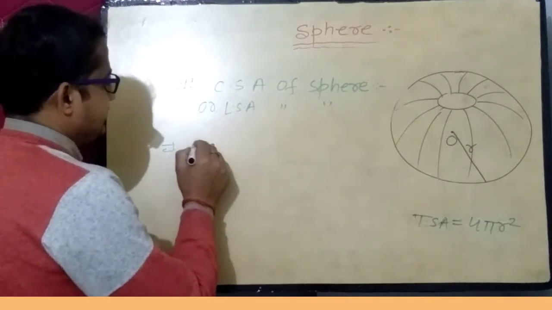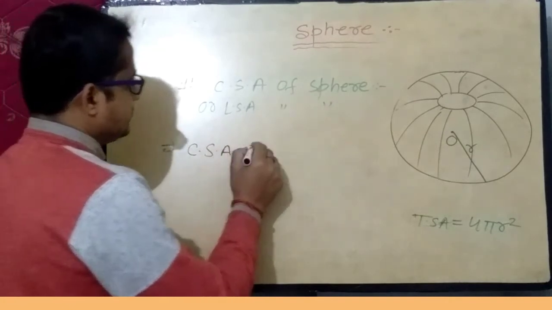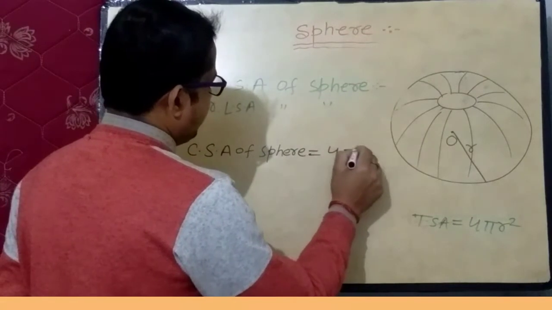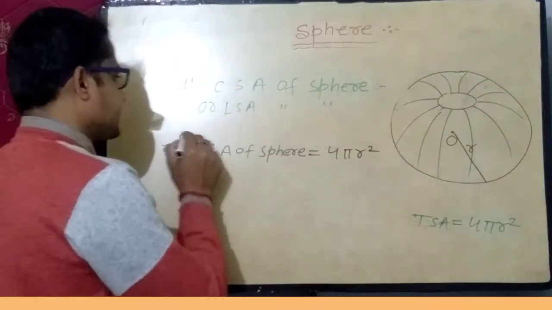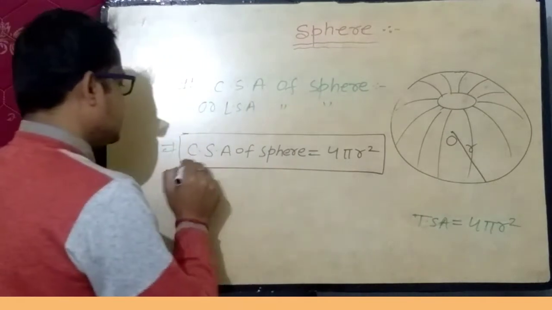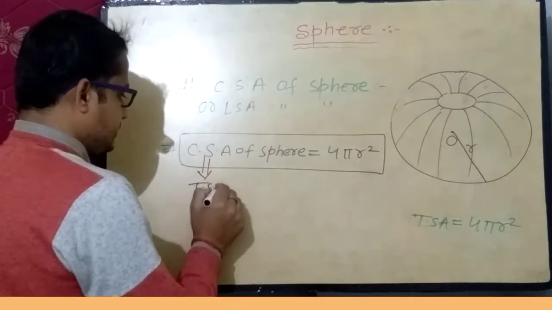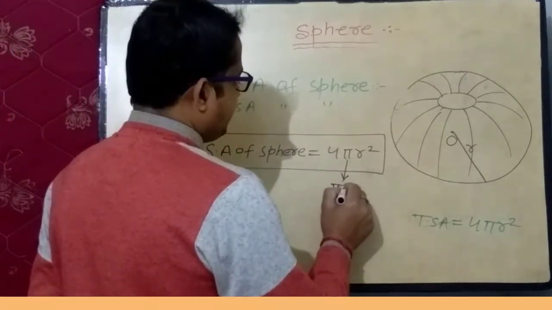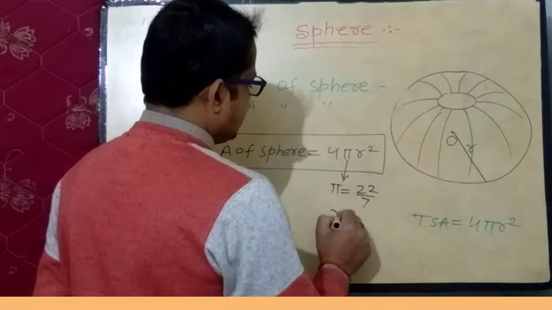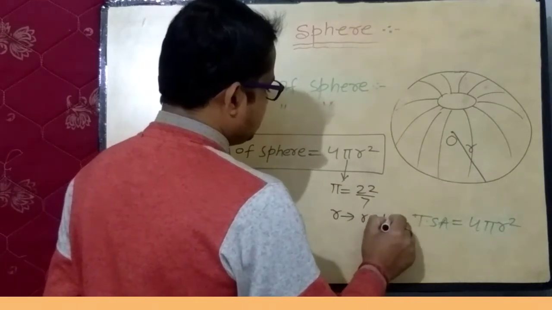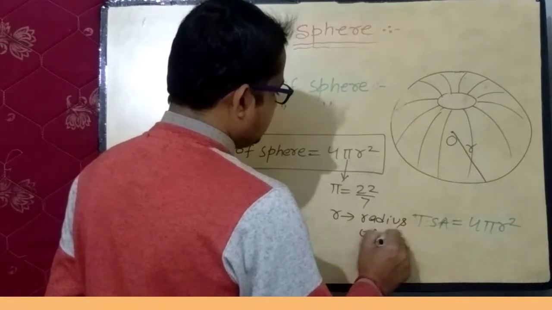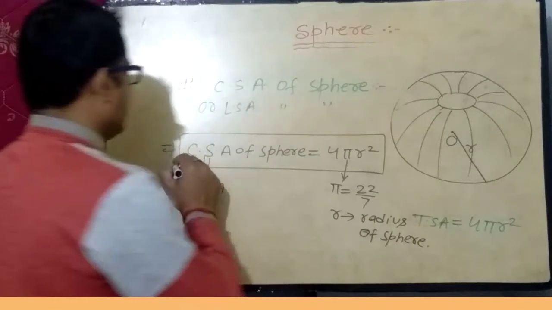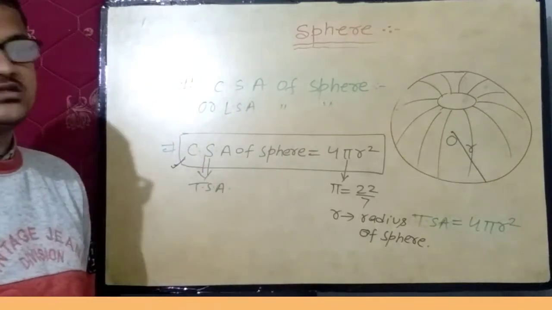That means we can say that CSA of a sphere equals 4 pi r square. This is equal to TSA of a sphere, where pi equals 22/7 and r is the radius of a sphere. So this is the formula to calculate CSA and TSA of a sphere.